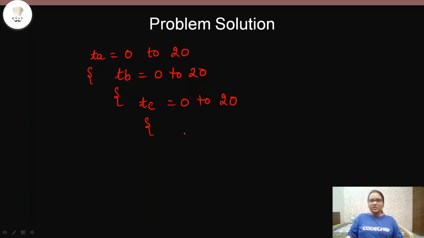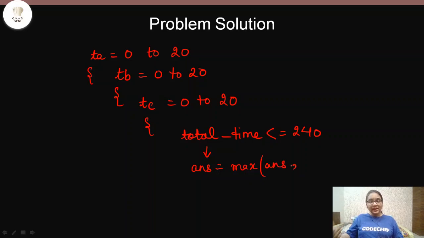So it will be just a simple loop where we'll be checking that the total time taken to solve the problems has to be less than or equal to 240, and if this is true, then we will pick our answer and check what was the maximum of the previous answer or the current maximum points that we will calculate.